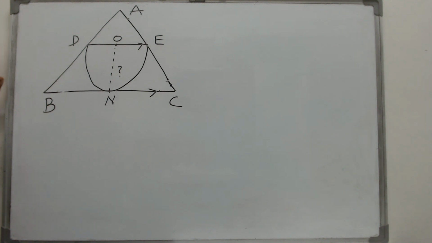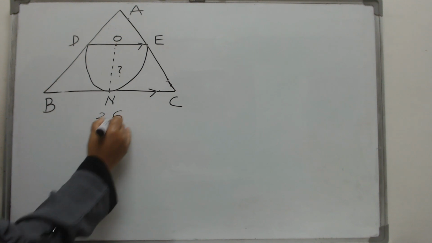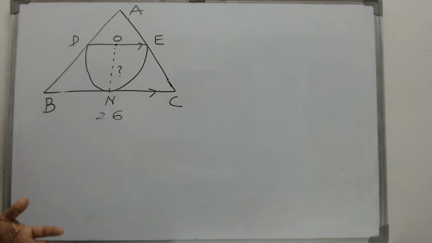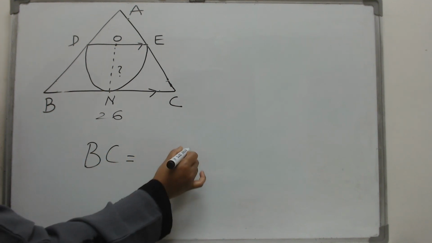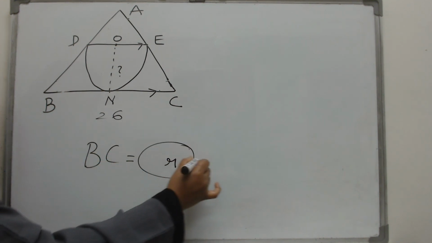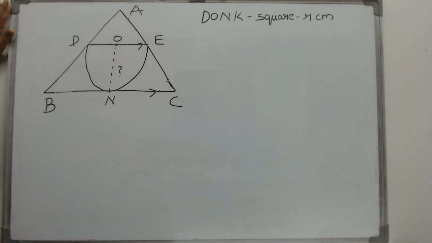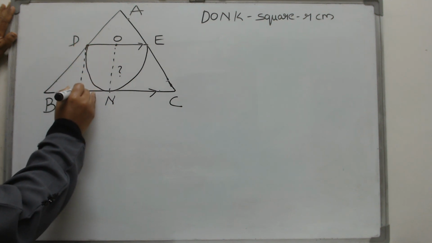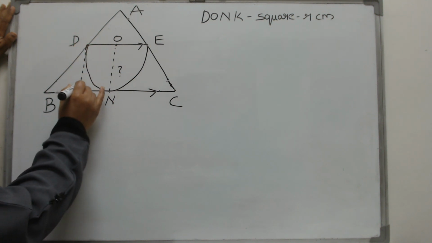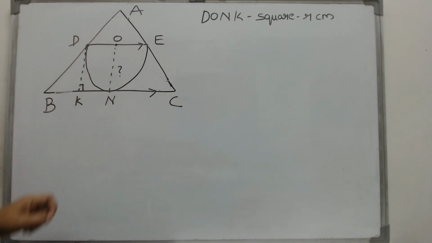Now BC is the only other line segment whose measurement we know. We know that BC is 26 centimeters. So what we are going to do is express this BC in terms of R and then equate it to 26. For that, let me start by drawing a perpendicular from D to BC and let me call it K. Then this DONK is going to be a square of side R units.